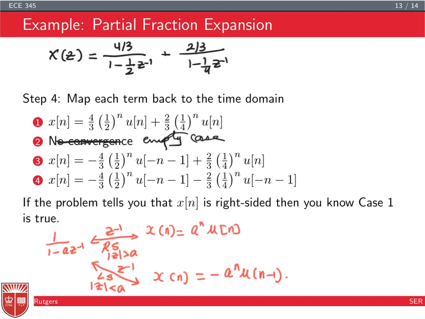Here I just noticed that I had a typo. When the signal is left-sided, then the inverse is negative a to the power n u of minus n minus 1. I left out the negative sign here, so I'm going to add it. So here there is a minus sign. There's a negative sign here, and this is why you have these terms here.